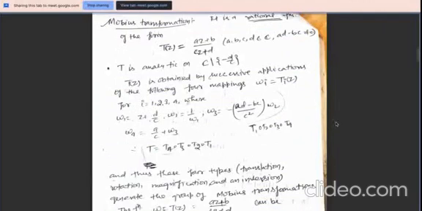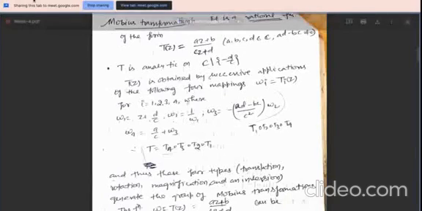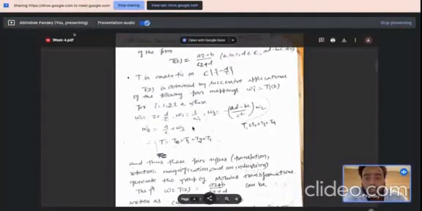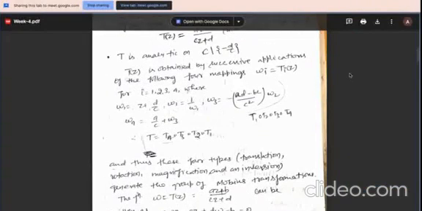It is simple. It is there in the notes and also in many books you can find it. It is a rational function of the form T(z) = (az + b) / (cz + d), where a, b, c, d belong to the complex plane and ad minus bc is non-zero, where T is analytic on C minus {-d/c}. This is easy to see, and we will talk about it later.